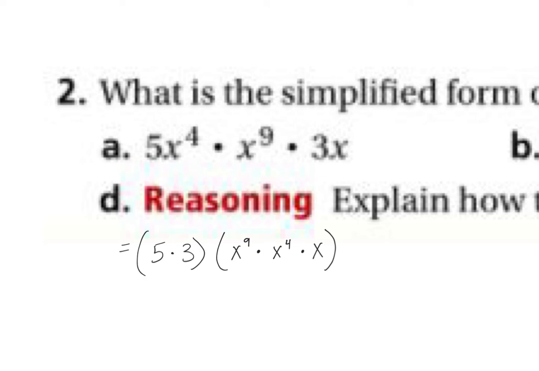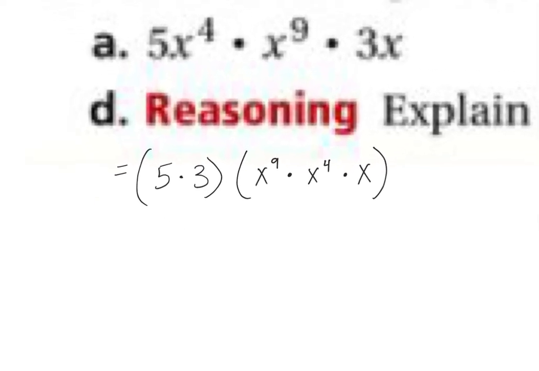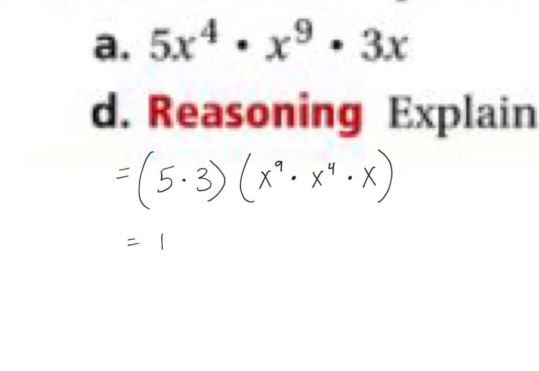What's 5 times 3 going to become? Carlos. 5 times 3 is going to become 15. Good. So this is just 15. What's x to the 9th times x to the 4th times x going to be, Roy? X to the 14. Very good. How did you get that? Because 9 plus 4 is 13 plus the x.